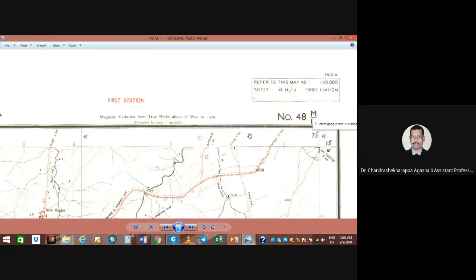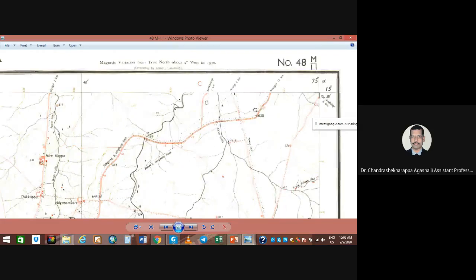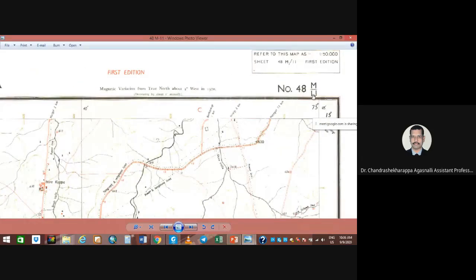Okay, write that. So most of the topo sheets are fixed at a 1:50,000 scale, and the next one is, I think 1:25,000 is also there, 1:250,000 also there. Okay, it depends on the requirement. They have fixed that. Okay, this topo sheet number is 48 M/11. It's a first edition, 48 M/11. This is a series number. Okay, this is the whole country code of this. So this topo sheet is 48 M/11.